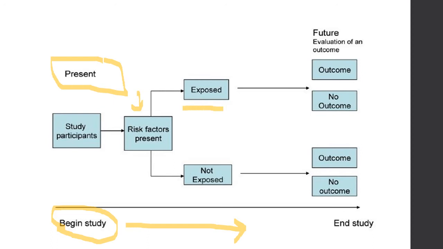The first group is the exposed group, and it's also called the index group, as we're going to see in a bit. And the other group is called the not exposed group, or the referent or the comparison group. So remember here, or notice at this stage, the disease is not yet present. So we are looking only at their exposure.